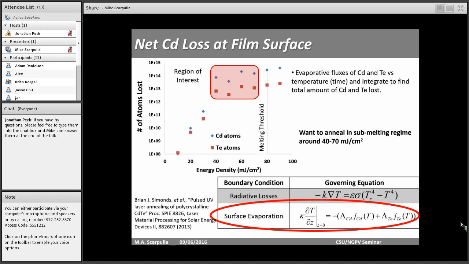So on this chart, I've highlighted this region of interest in which you can see at least a factor of 10 in the contrast between the tellurium and cadmium fluxes, and that turned out to be pretty close to where we experimentally found good results.